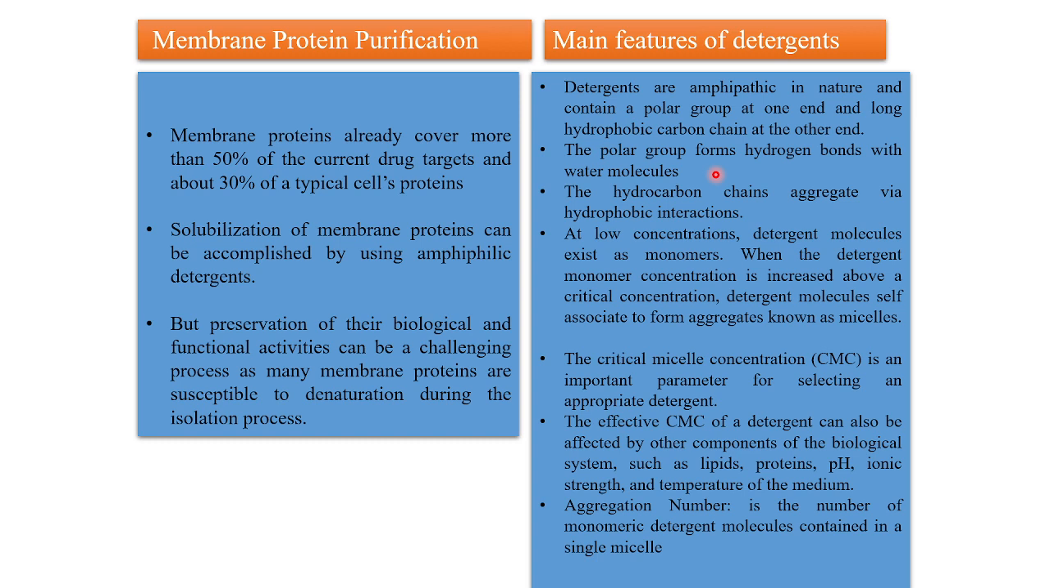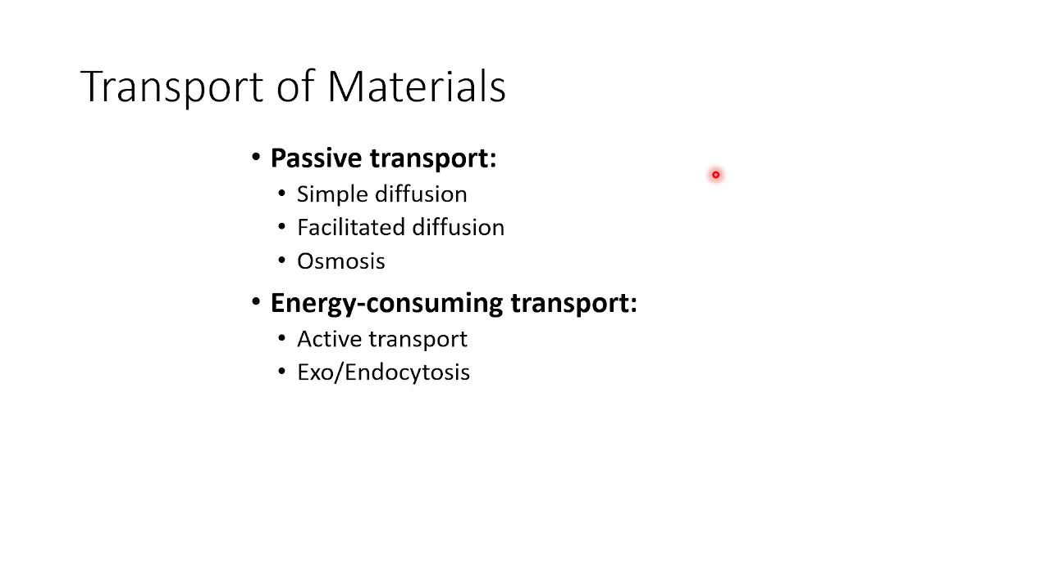Okay, so now what is this aggregation number? The aggregation number is the number of monomeric detergent molecules contained in a single micelle. So the number of monomer units that form the single micelle, that is your aggregation number.